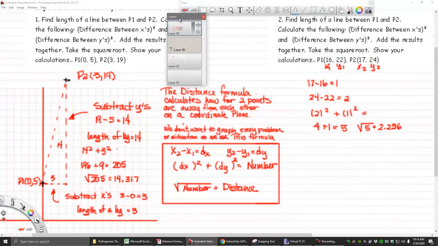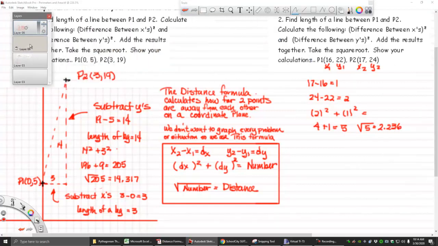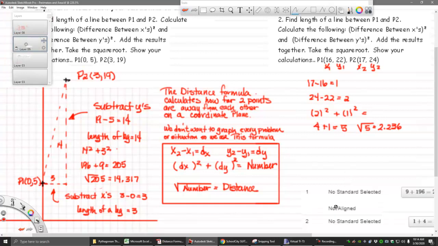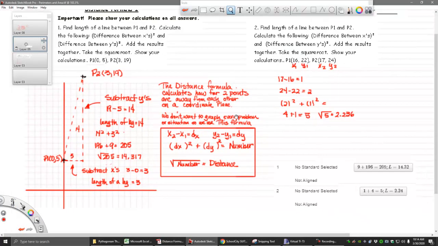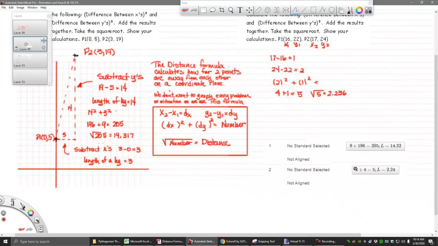Now, when you enter your answers into School City, let me show you this. Let me zoom out just a little bit here. This is how the answers have to look. You could either have 196 plus 9 equals 205, but you see how I have to round this off to 2 decimal places? So if that third number is 5 or bigger, this will go up 1. If it's less than 5, it would stay a 1. So 14.317, I would round to 14.32.